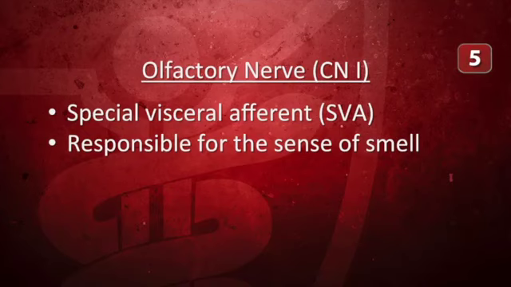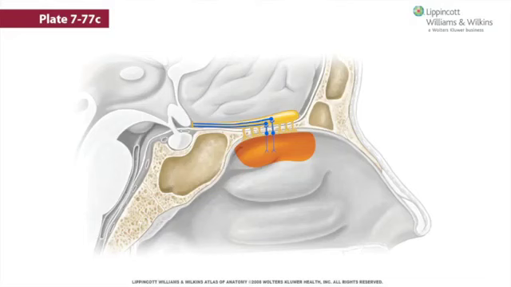The olfactory nerve has only one modality: special visceral afferent. It is responsible for the sense of smell. Its cell bodies are not found in the gray matter of the brainstem like most of the cranial nerves, but rather in the mucosa of the superior part of the nasal cavity. The dendrites of each olfactory neuron are covered with cilia bearing olfactory receptors on their surface. When enough odorant molecules bind to these receptors, an impulse is triggered.